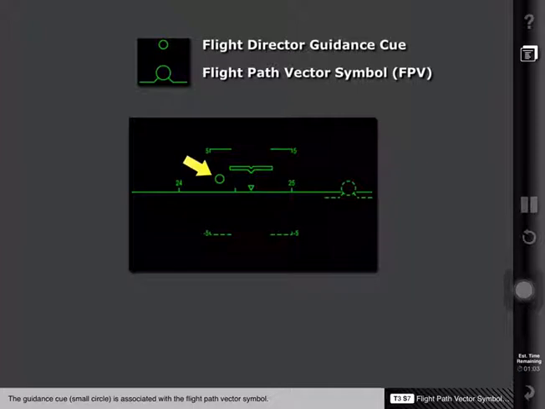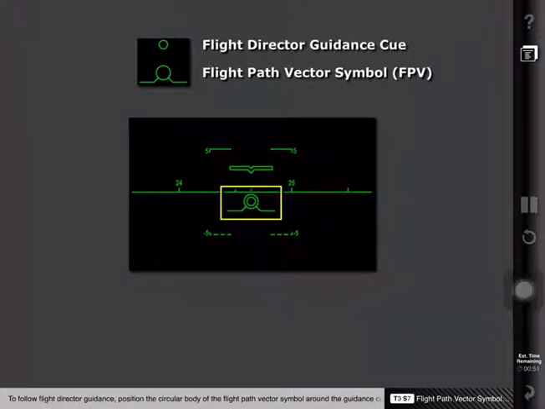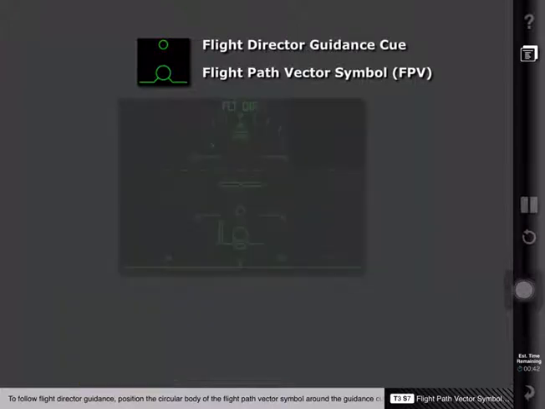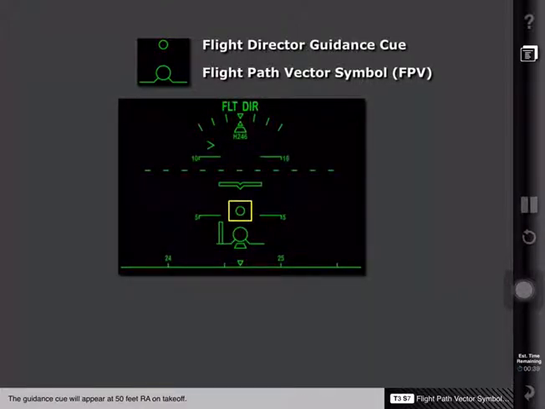The guidance cue is associated with the flight path vector symbol. This cue represents flight director guidance and is displayed when the flight directors are turned on. To follow flight director guidance, position the circular body of the flight path vector symbol around the guidance cue. The guidance cue will appear at 50 feet radio altitude on takeoff. If a HUD takeoff is selected, the guidance cue appears at the same time as the flight path vector.